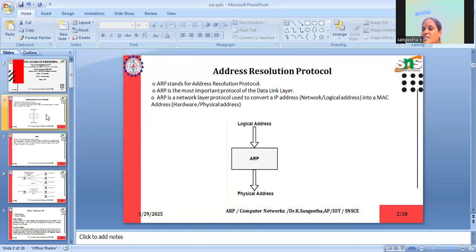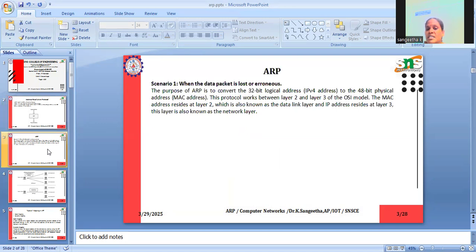So ARP actually works between the data link layer and the network layer. It takes a logical address as input, and with the help of that logical address, it is used to find the physical address of the corresponding IP. The purpose of the Address Resolution Protocol is to convert the 32-bit logical address to the corresponding physical address. This protocol works between layer 2 and layer 3. Layer 2 is the data link layer, and where the IP address resides, it works in the network layer.